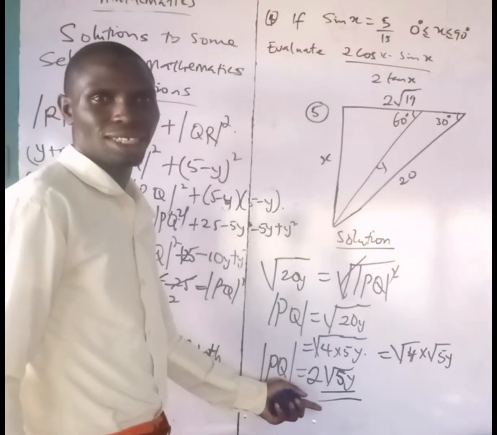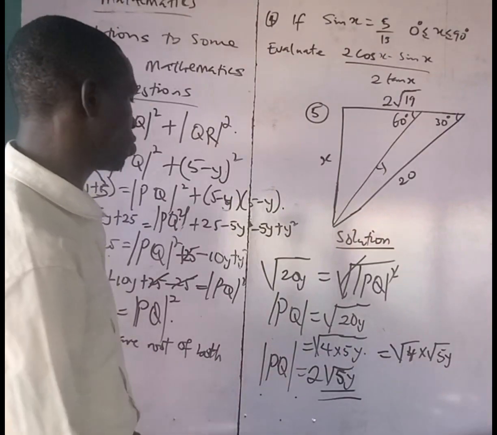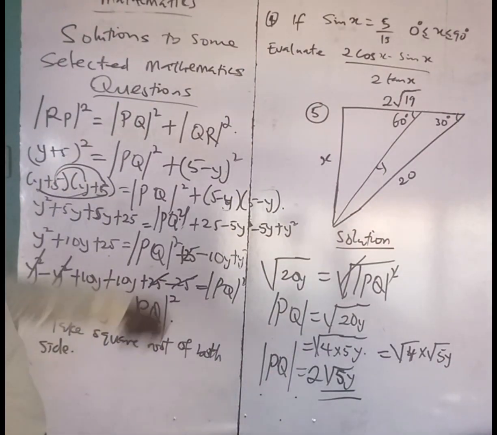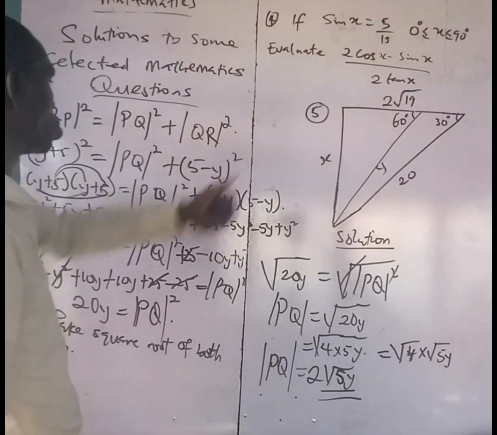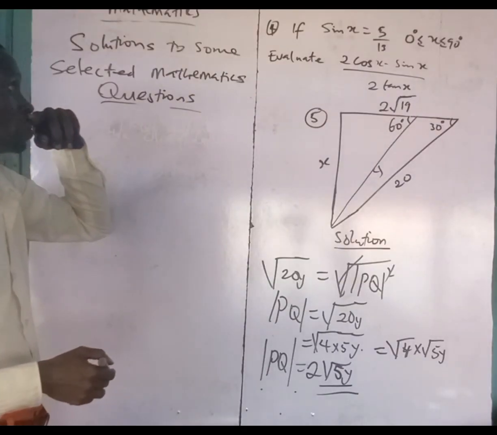So do we understand that? Okay, very good. So that's what we asked to find. So let's quickly solve this number 4 question, then number 5 question before we go back to number 2 and 3 question. So let's solve number 4.